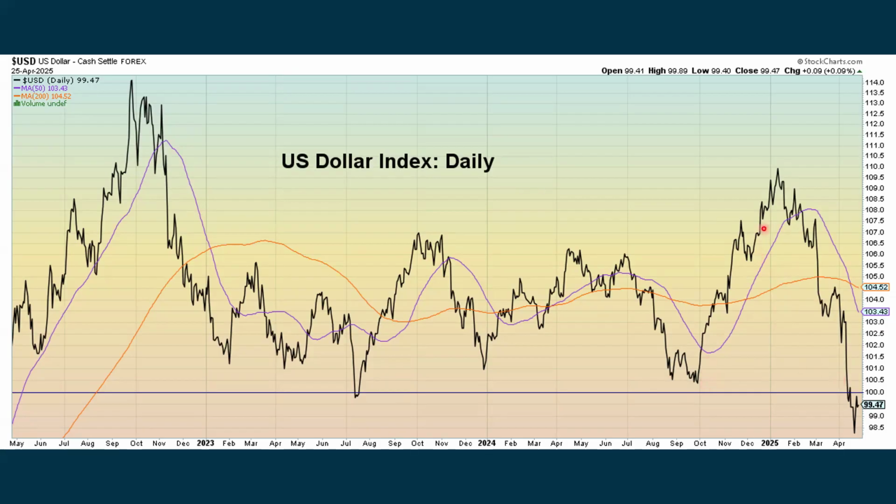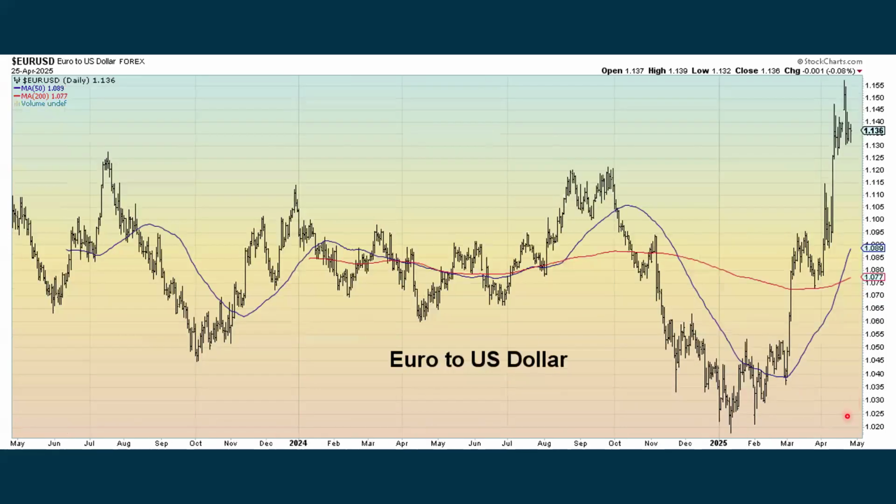And this is why the dollar was going up, was all of these tariffs were going to kick into gear. Well, now it's starting to come down. There are rumors out there that there's some manipulation going on here because typically the stock market likes a weaker dollar. And then we look at the euro to the US dollar.